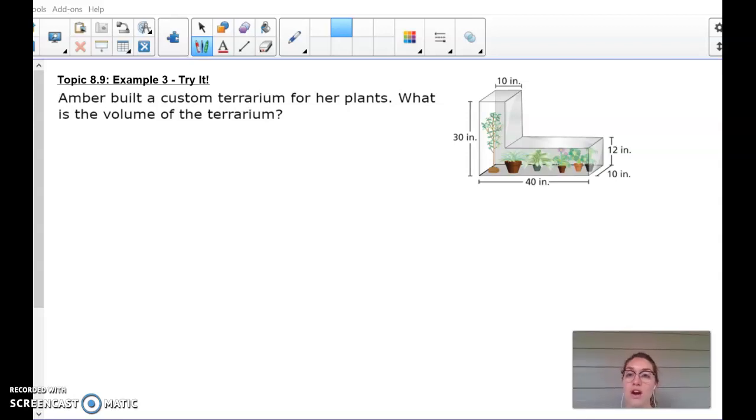All right, we are looking at our topic 8.9, example 3 try it problem. It says Amber built a custom terrarium for her plants. What is the volume of the terrarium?